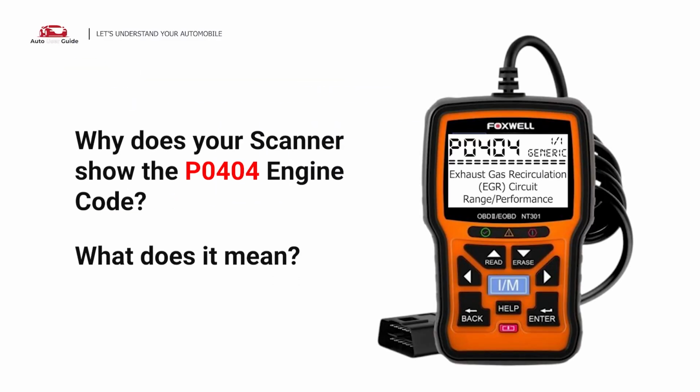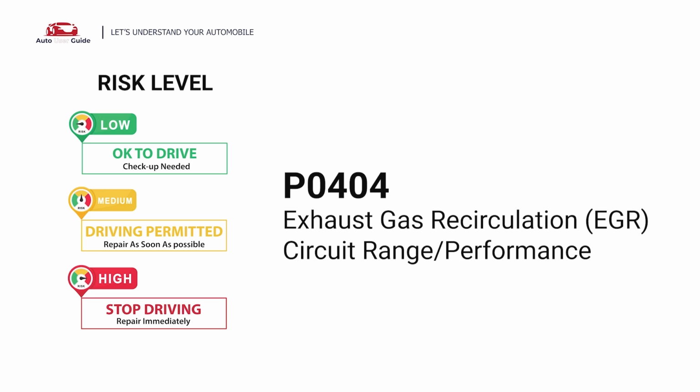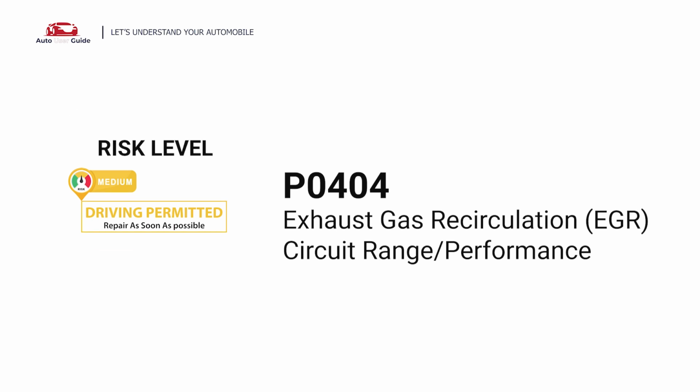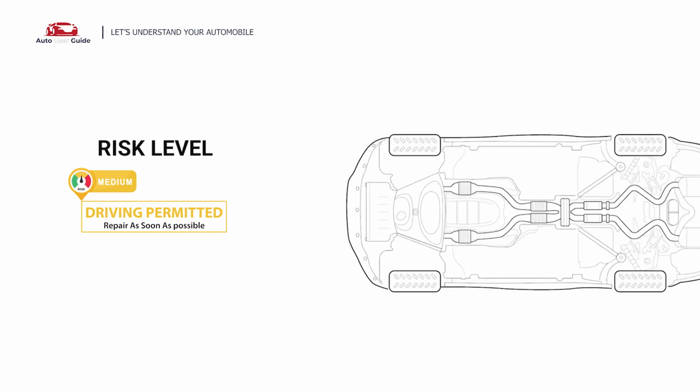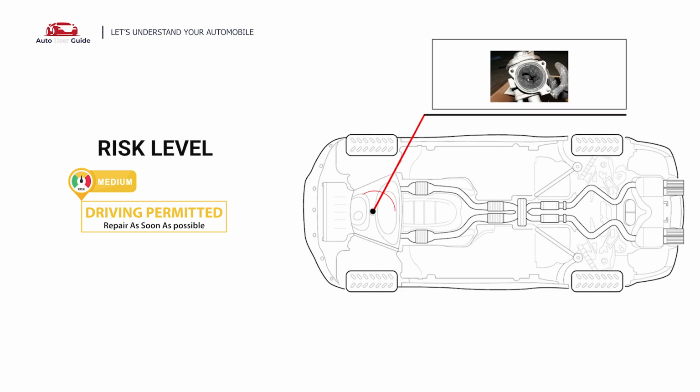Why does your scanner show the P0404 engine code? What does it mean? P0404 is a diagnostic trouble code for exhaust gas recirculation, EGR circuit range or performance. This engine code indicates that the engine's control module has detected that the EGR valve is either not functioning correctly or is not in the expected position. Under this circumstance, short-distance driving is permitted, but your vehicle should be repaired as soon as possible.